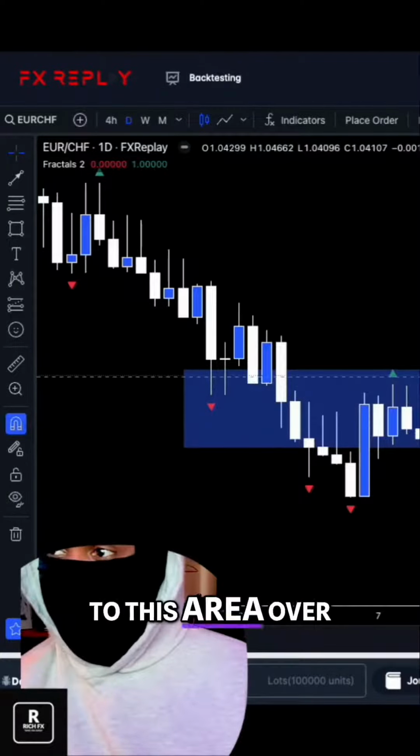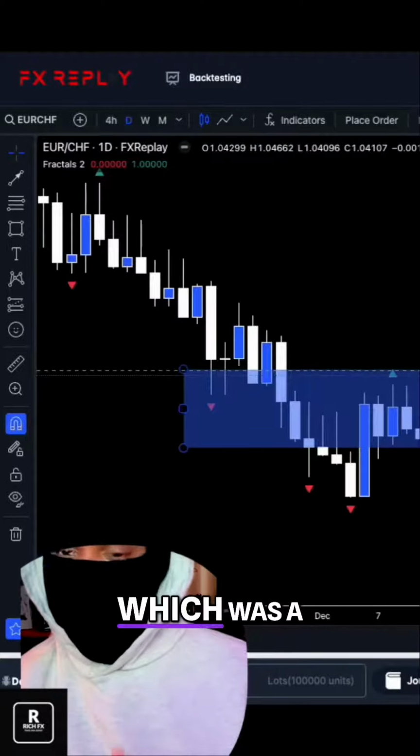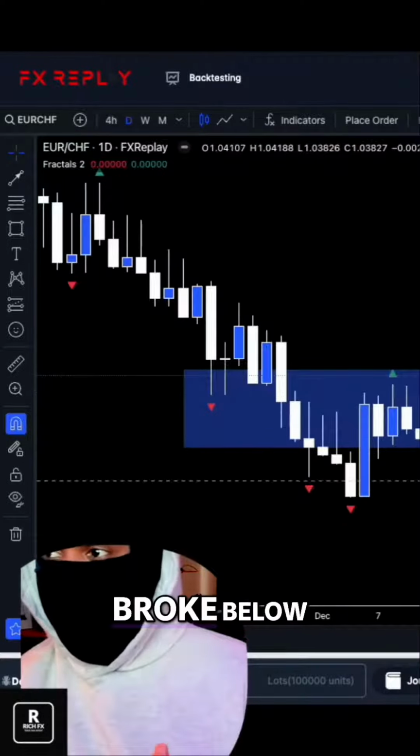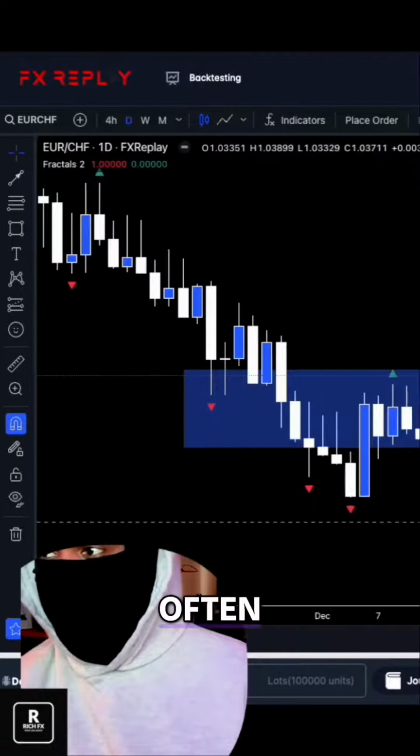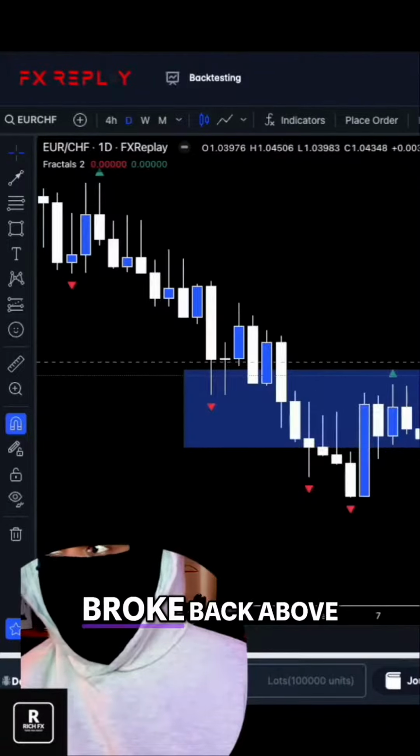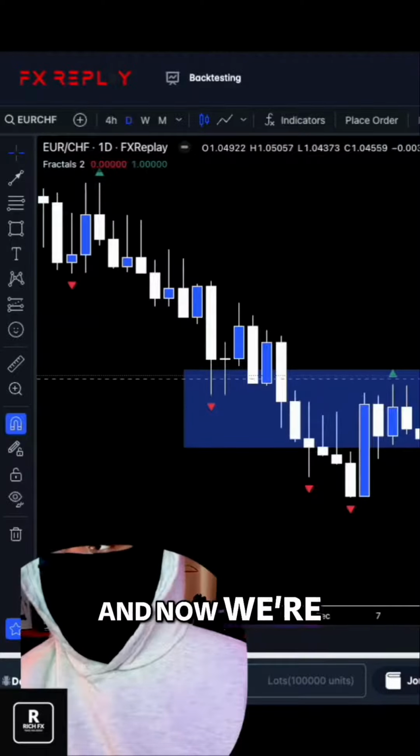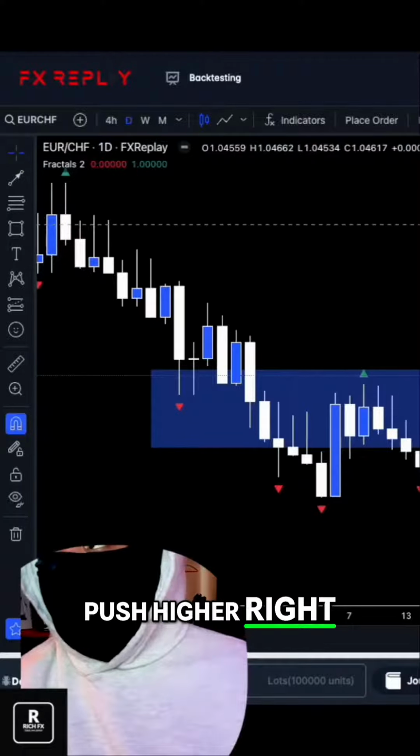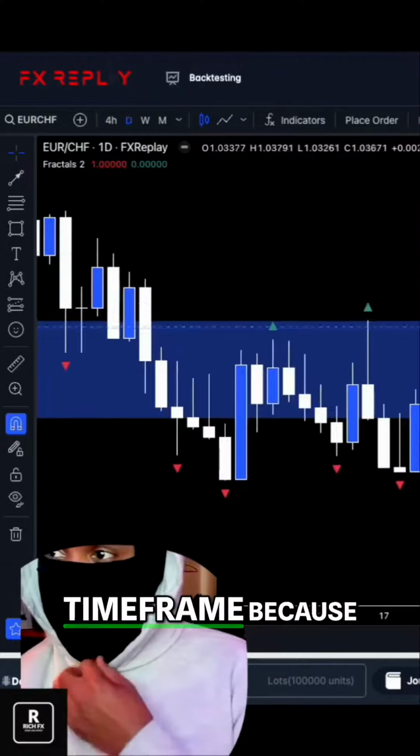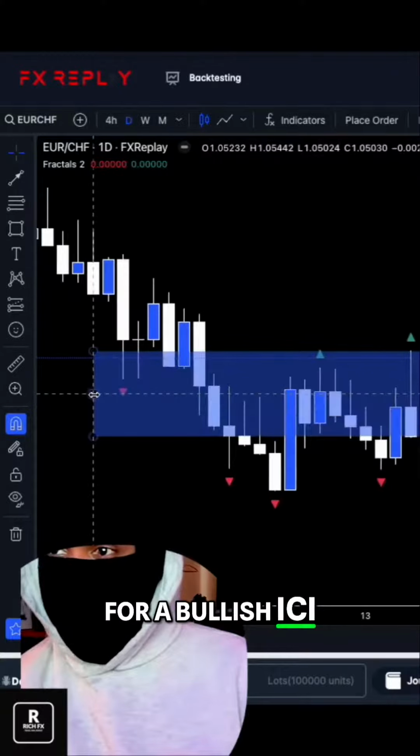Especially when it came to this area over here, it created another wick, which was a resistance area, came back down, broke below, acted as resistance again, and kept creating lower lows up until the point where price now reversed, broke back above that area, and now we're hoping for it to act as a support area to push higher, right? So in other words, we're bullish on the daily time frame because we're looking for a bullish ICI setup, right?